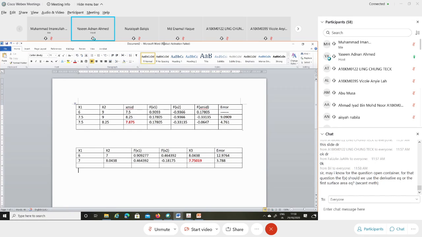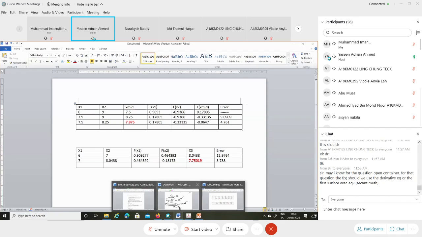Yeah, then wait, what do you want to say? Sorry. So may I know the question? For that open container question, for f of x, should we use the derivative equation or the first surface equation? I already mentioned this one. Maybe you joined later on. You have to consider the derivative for the surface problem, because it said that.